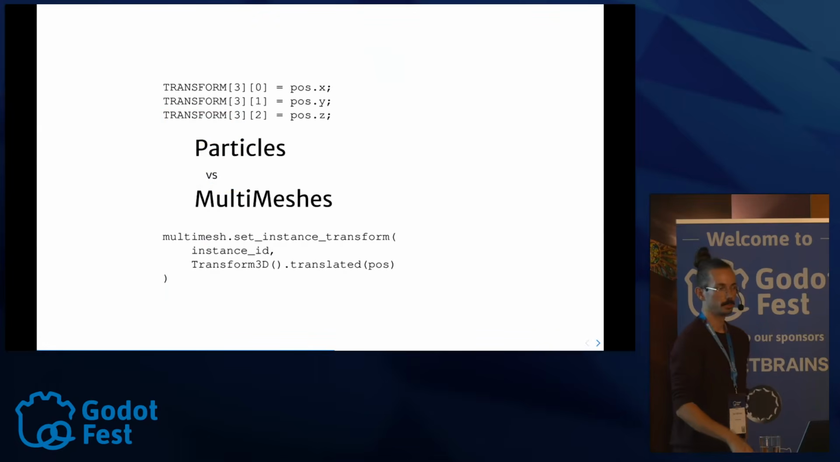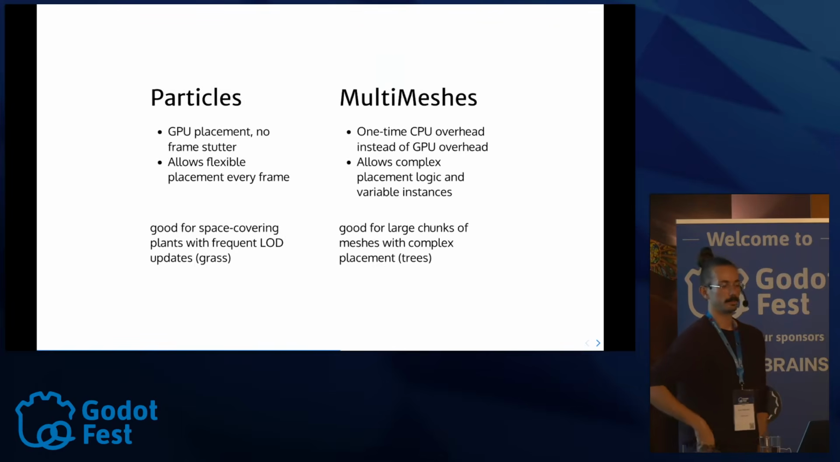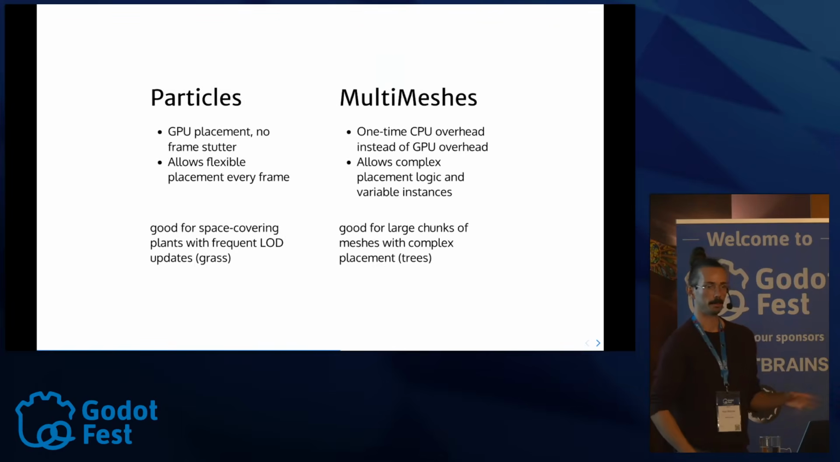In Godot, you have two options for doing this GPU instancing. You can use particles or multi-meshes. As you can maybe see from the code examples here, particles are based on a shader. They are positioned based on a shader on the GPU, whereas multi-meshes are positioned from the CPU. So you send the individual positions from the CPU to the GPU via GDScript, whereas particles are positioned based on a shader. This means that with particles, you can place them for free, pretty much. You have no frame stutter when replacing them, and that allows you to be really flexible with your placement.